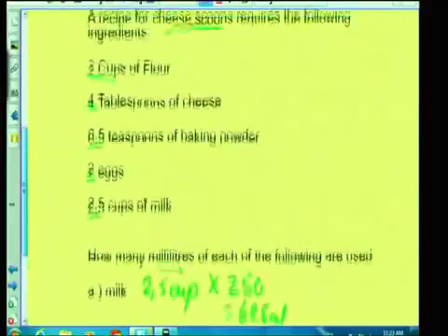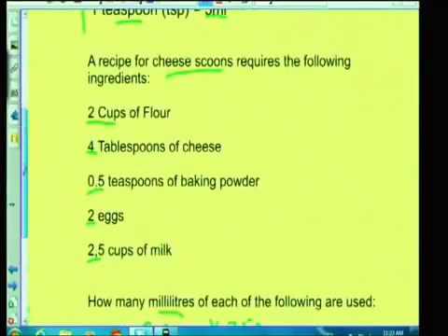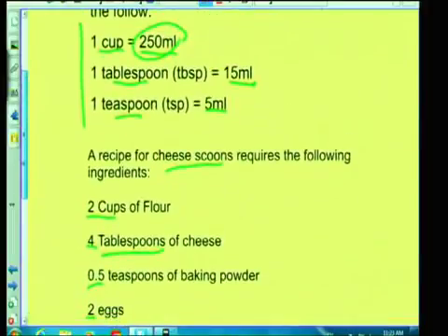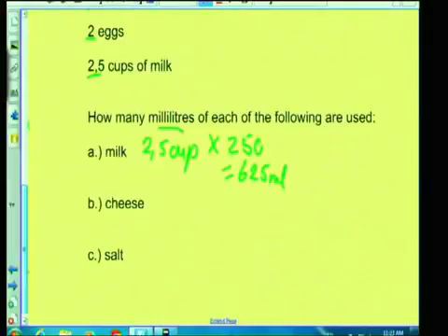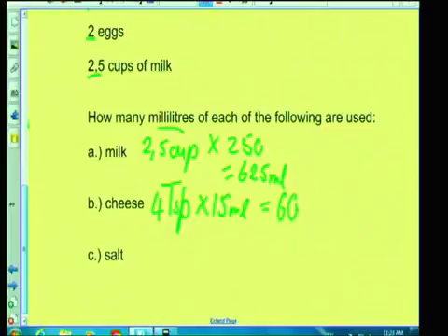They said to us that we needed how much cheese? We need 4 tablespoons of cheese. And 1 tablespoon is 15 milliliters. So 4 tablespoons, capital T, times 15 milliliters. 4 times 15, you should know that that is 60 milliliters.